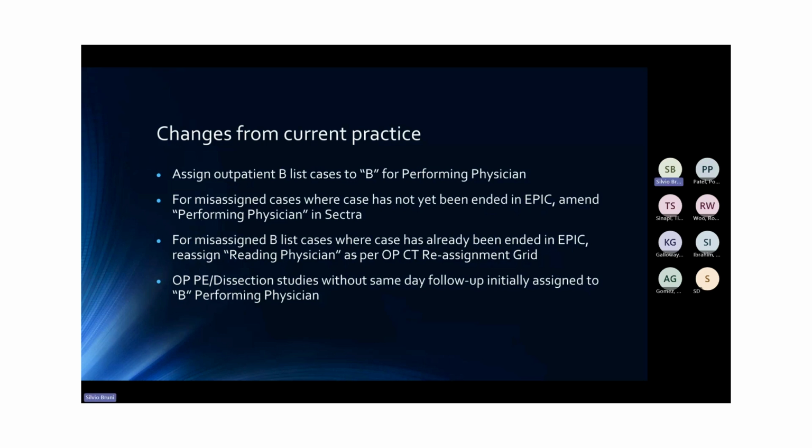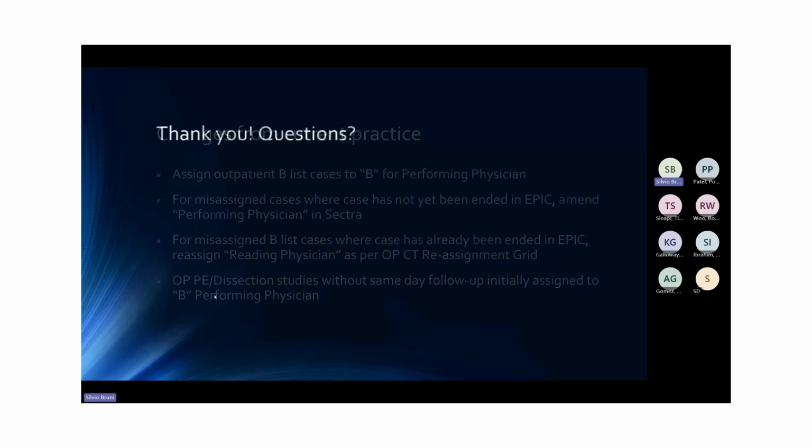For misassigned B list cases where the case has already been ended, we're just going to amend the reading physician as opposed to the performing physician, as per that master backup reassignment grid. And for the outpatient PE and dissection studies without same day follow-up, those will initially be assigned to B performing physician rather than ACI, and the workflow will flow from there. So that's pretty much it.